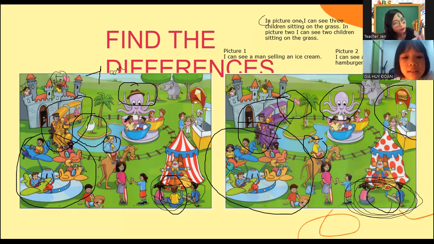In picture one, the elephant is behind two trees. In picture two, the elephant is in front of trees. Yes, you can also say trees or two trees. So in picture one, the elephant is behind the trees. In picture two, the elephant is in front of the trees. Very smart. Okay, exactly. Next.